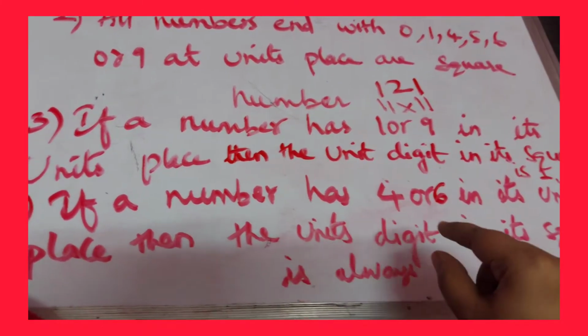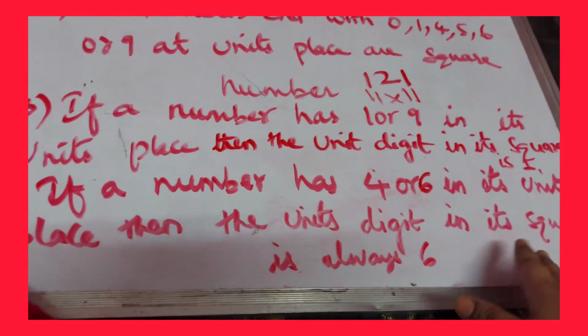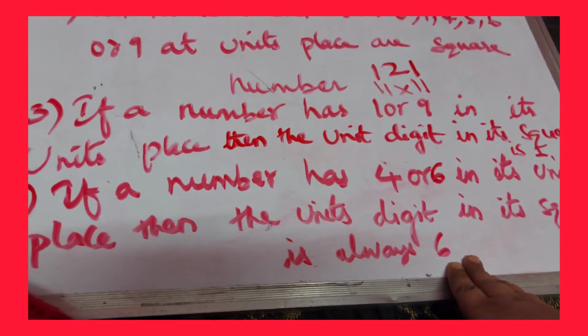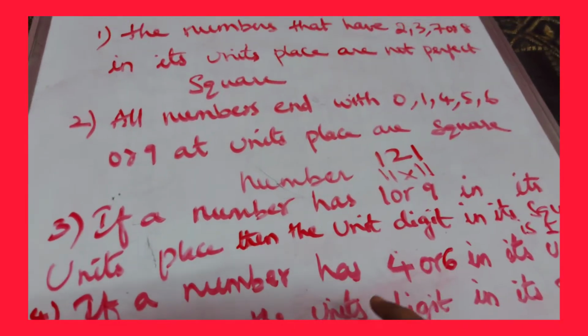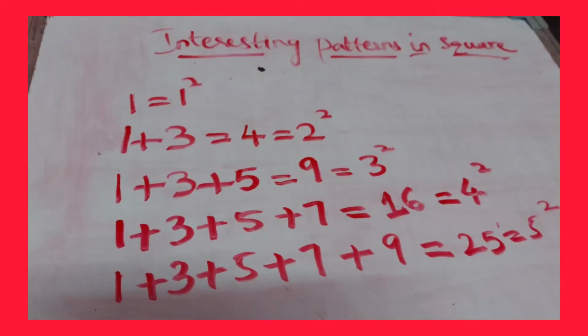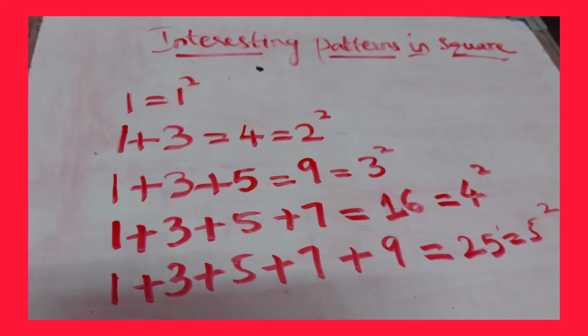If a number has 4 or 6 in its units place, then the unit digit in its square is always 6. Okay, so these are the properties which we have to follow in our exercises. Now we are going to study some interesting patterns in squares.